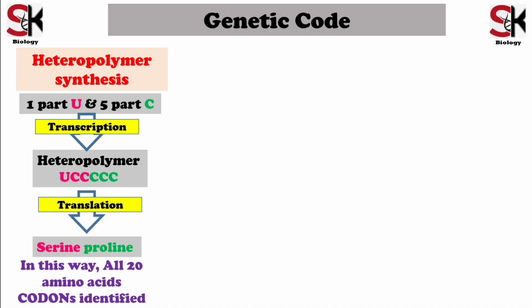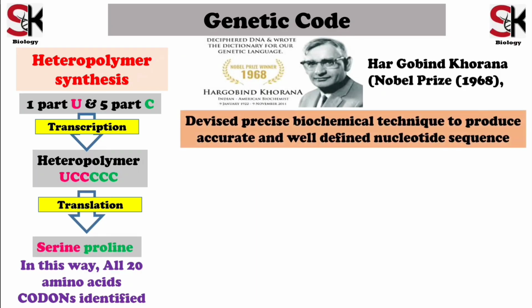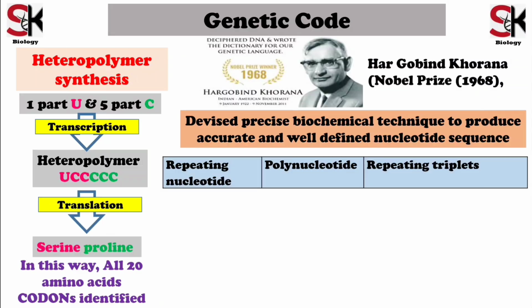The next breakthrough in the study of genetic code was given by Nobel Prize winner Indian American biochemist Har Gobind Khorana. Har Gobind Khorana developed a precise technique for the synthesis of heteropolymers with complete accuracy. He used repeating nucleotides to produce polynucleotide. Then the polynucleotide was translated to identify the amino acid.